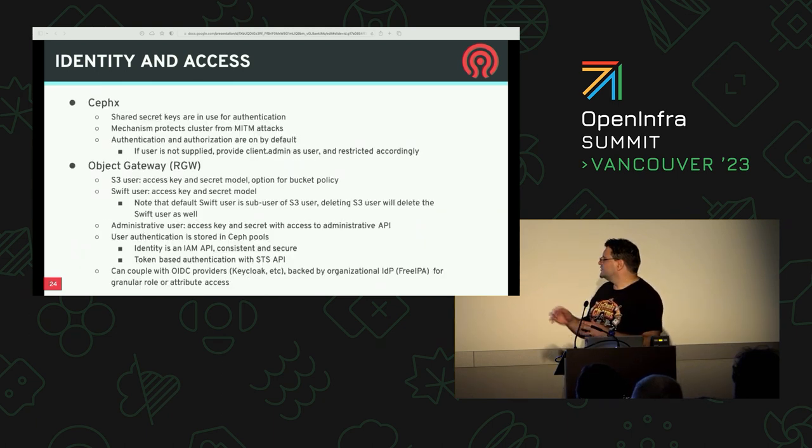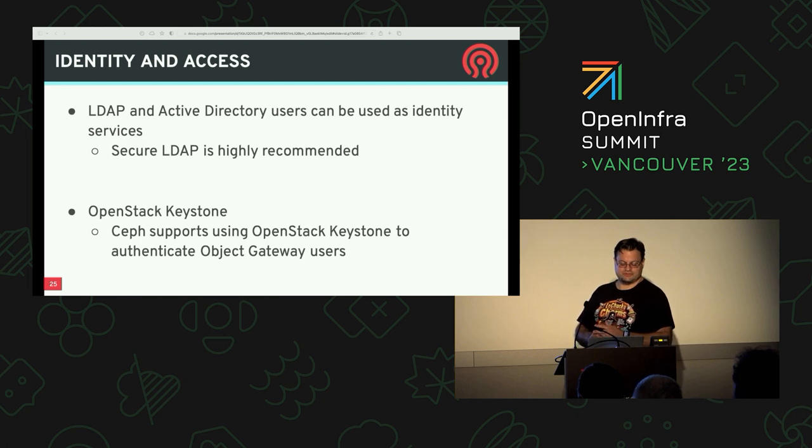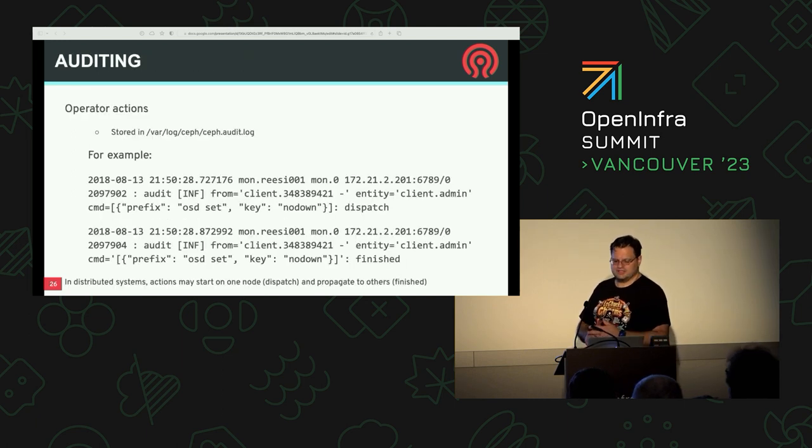You can integrate identity providers from your organization to provide identities to RGW so that you don't need to create a whole set of users just for RGW. You can obviously import the users from your corporate identity vault. With identity and access, we support LDAP and Active Directory users. We recommend secure LDAP. And obviously, in the OpenStack context, we support Keystone for OpenStack clouds.